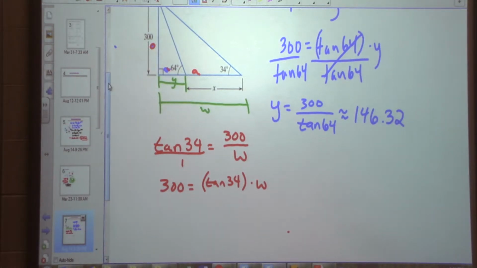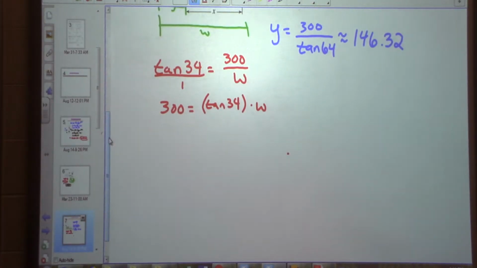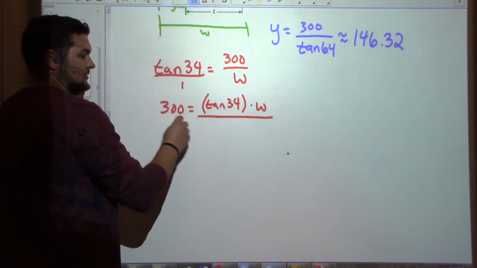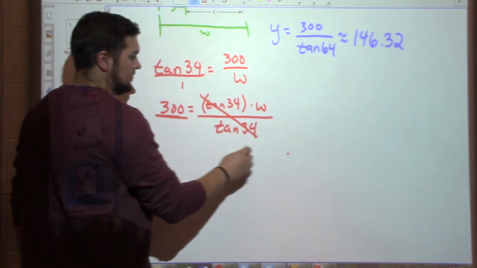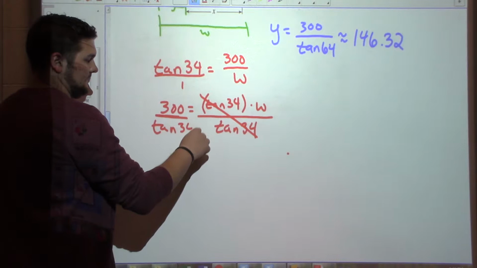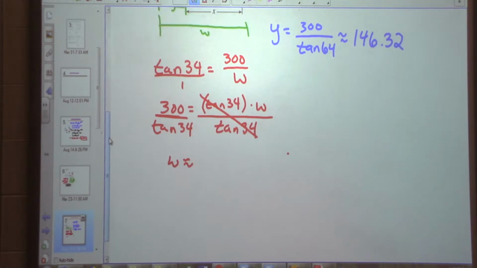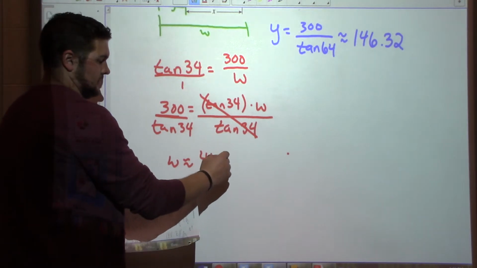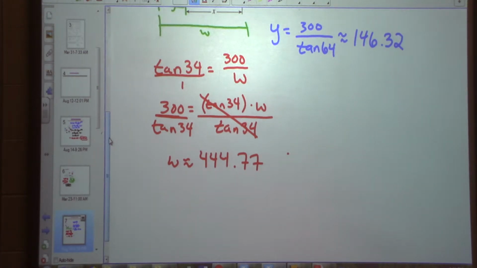Well, Mason, what should I do from there to solve for W? How do I solve for W from here? Oh, divide by tangent. Divide by the tangent of 34. Good. So W should equal 300 divided by tangent of 34, which is approximately 444.77. If I did my calculations correct, is that what you got, Bryce?